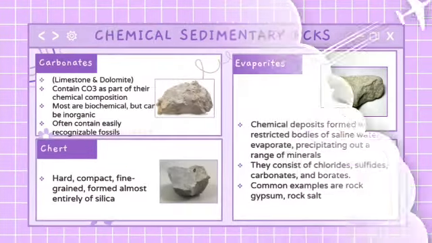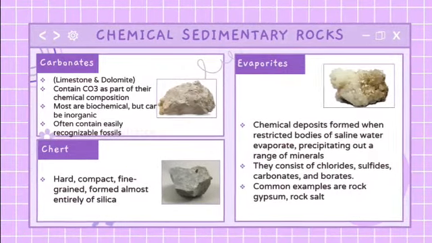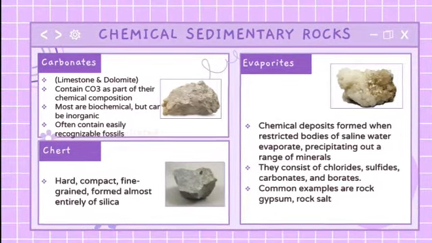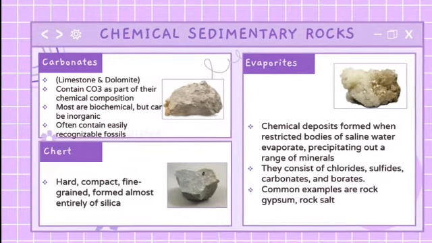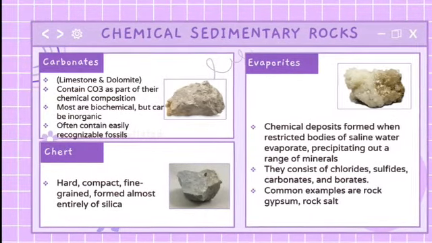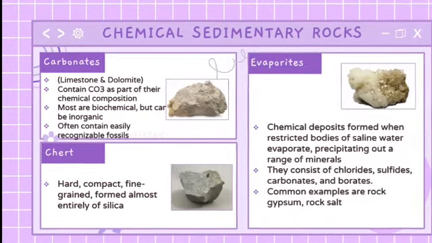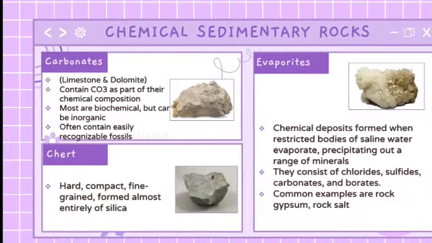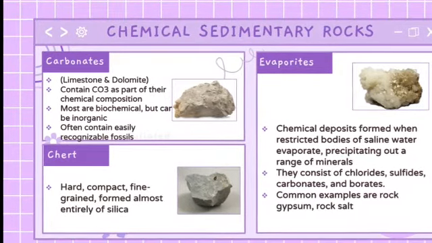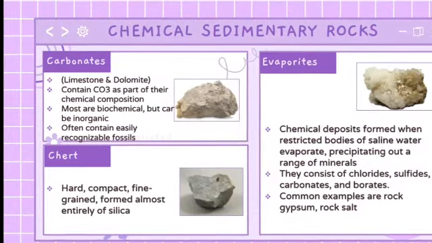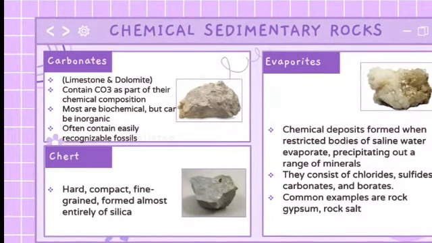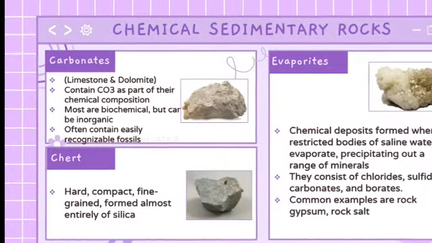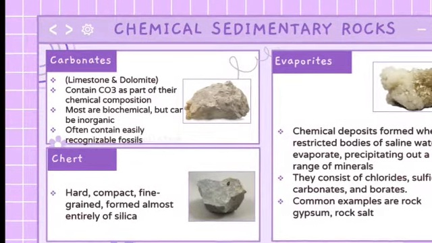Now let's go to chemical sedimentary rocks. We have here carbonates, which include limestone and dolomite. Carbonates contain CO3 as part of their chemical composition. Limestone is composed mainly of calcite. Carbonates mostly are biochemical but can be inorganic. It often contains easily recognizable fossils, and chemical alteration of limestone in magnesium-rich water solutions can produce dolomite.